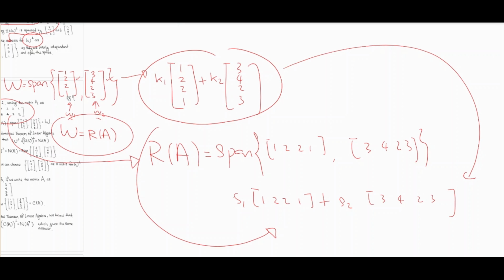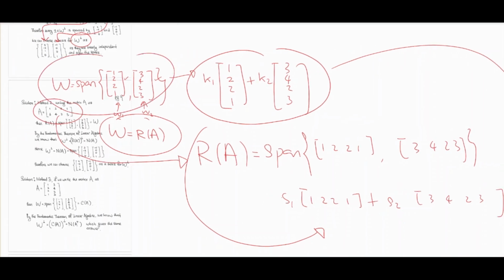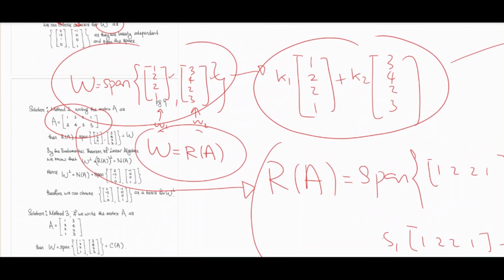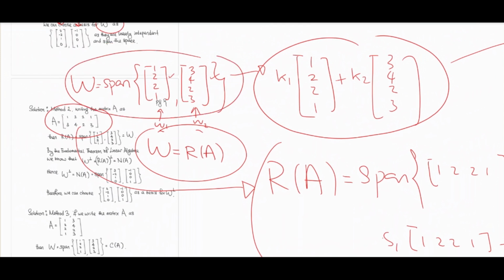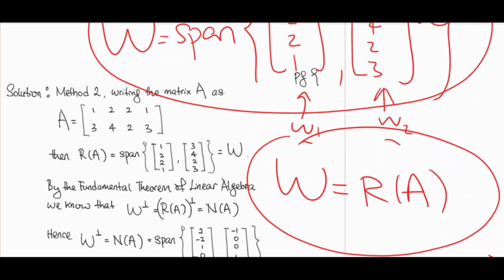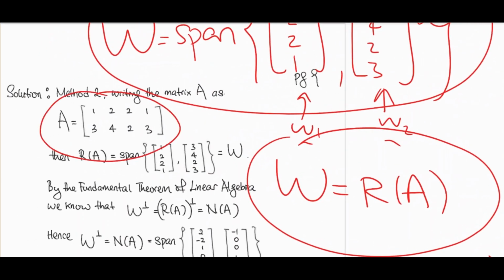How do you multiply this? You have K1 of this, K2 of this. I have S1 of this, S2 of this, and so on and so forth. They are the same thing. If you look at it closely, they are the same thing. So I can identify this span, which is the question given originally, as the row space of A, if my matrix A is given like this.